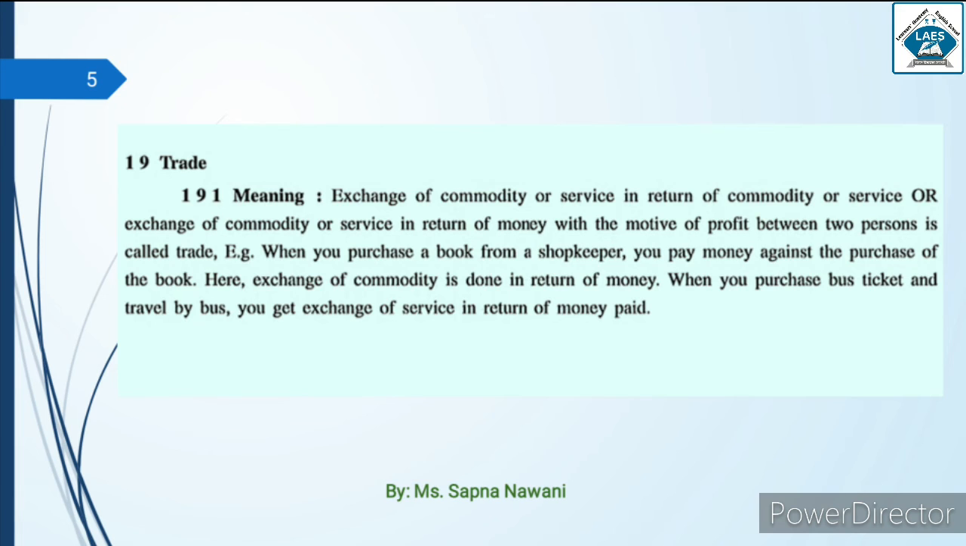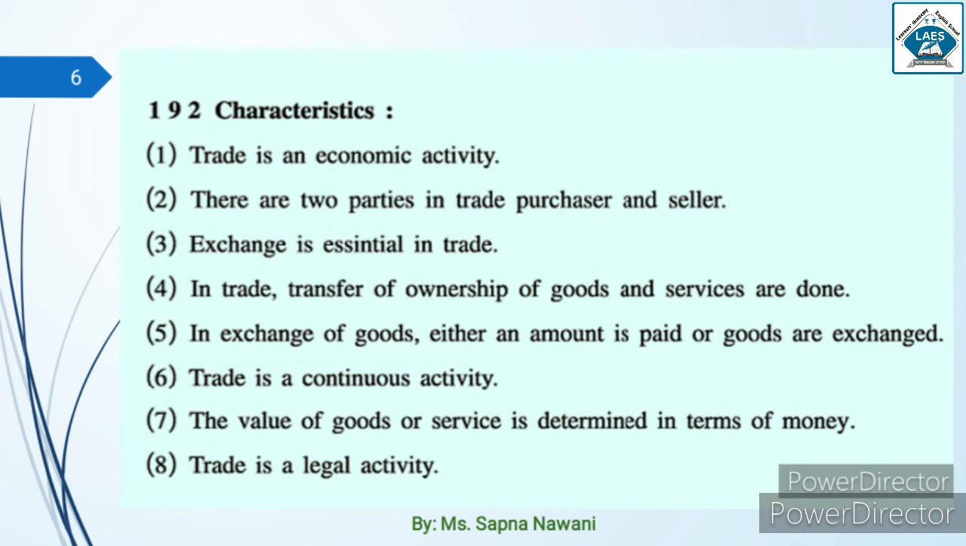So goods are the commodities you can see in physical form. They are tangible, whereas services are intangible. You cannot see them physically. So when you purchase goods or services in exchange for money, it is called trade. Let us now discuss some of its characteristics.